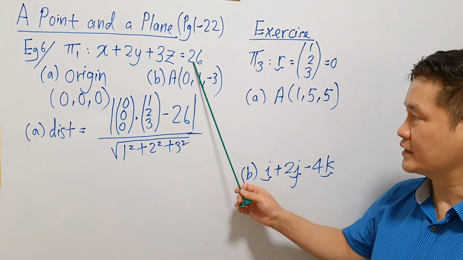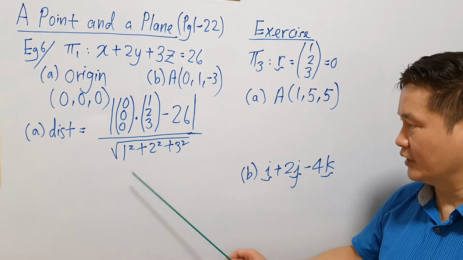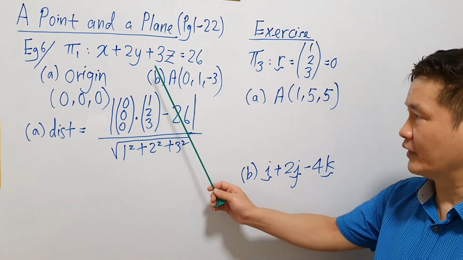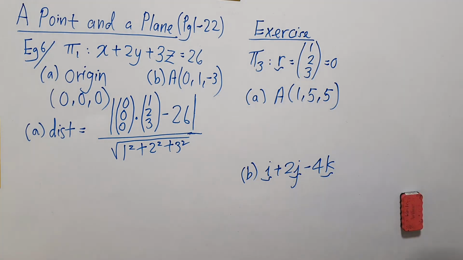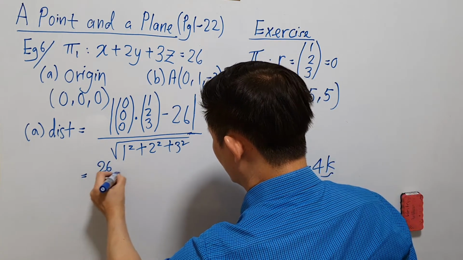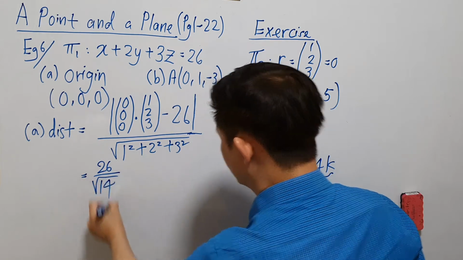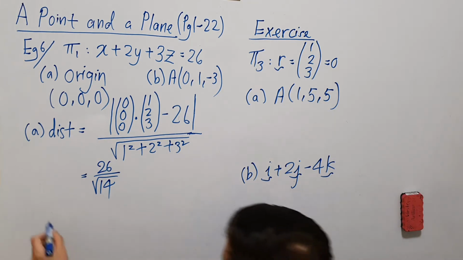Minus away this number, whatever it is. Then you take the modulus of this whole thing, and you divide by the magnitude of the normal vector (1, 2, 3). So you compute this, and the answer for this question would be just 26 over square root 14. This is for part A. For part B, the same thing goes.